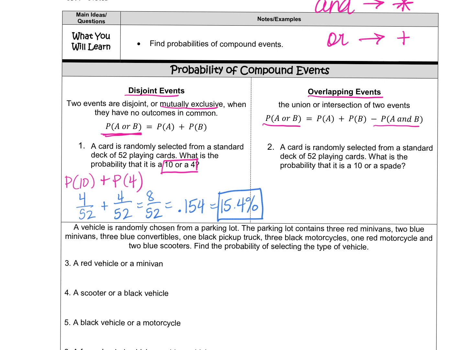Okay? Now, what if I wanted you to draw, or to randomly pick, a 10 or a spade? So this is where the overlap happens, because the 10 of spades is going to be in the 10s group and in the spades group. So we'll find the probability of each and then subtract one back out. So now you're going to have the probability of a 10 plus the probability of a spade minus the probability of the 10 of spades.